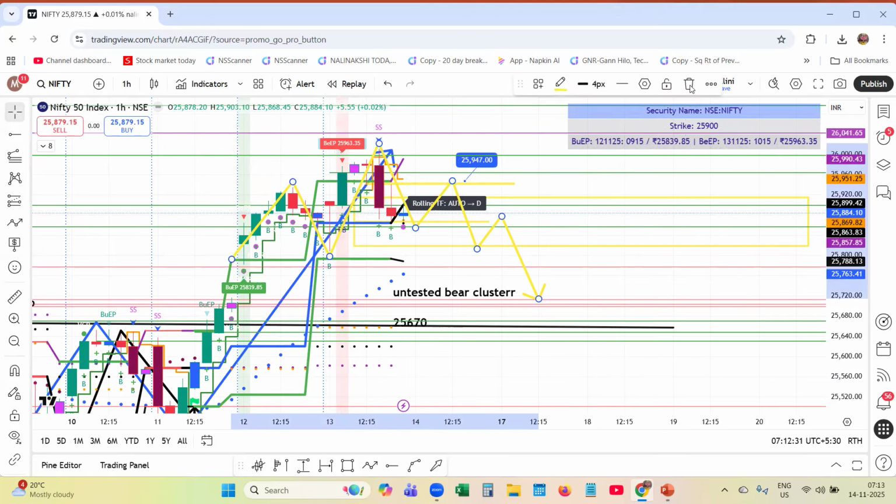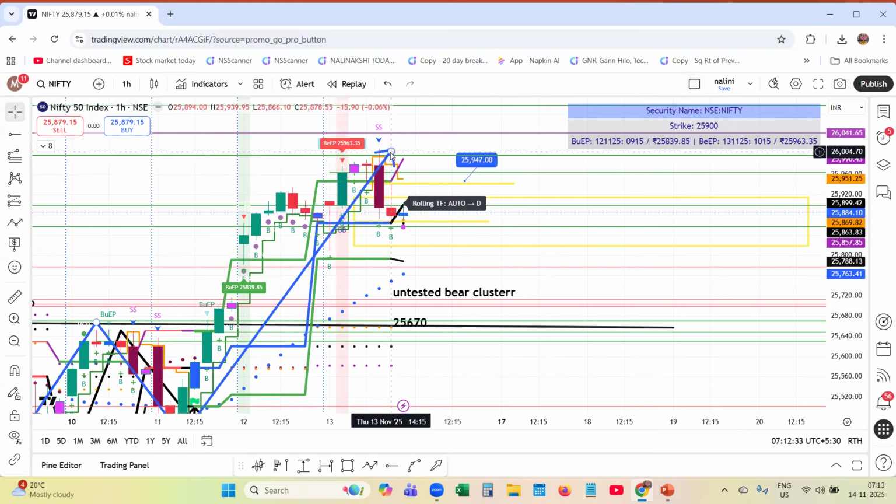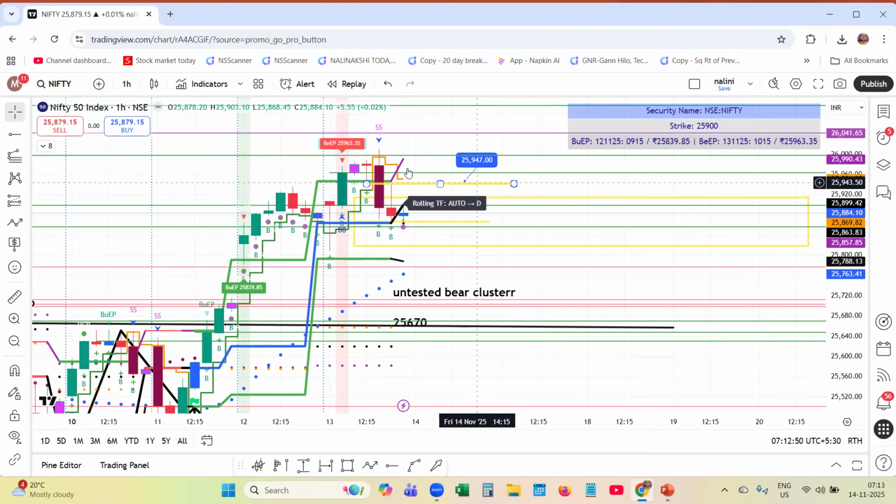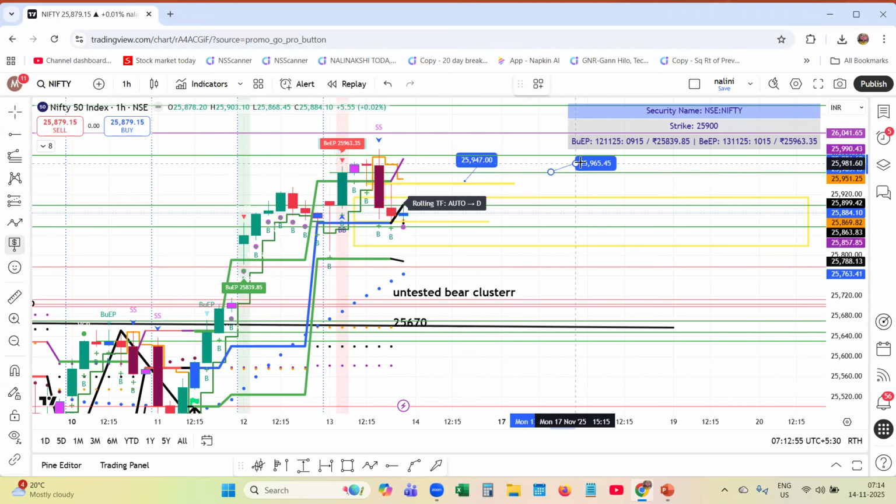Let me take out all these drawings. You can see clearly what is happening in the market. So on any pullback to 25,947, the market can get rejected from that level, or the new EP level 25,958. We need to see for that, and the wick can go up to that also. There is a wick over here. Already the wick has been formed.